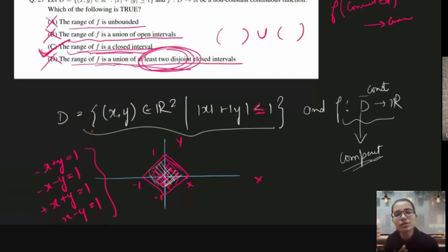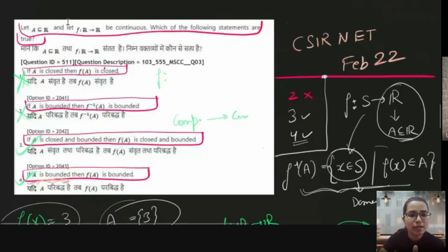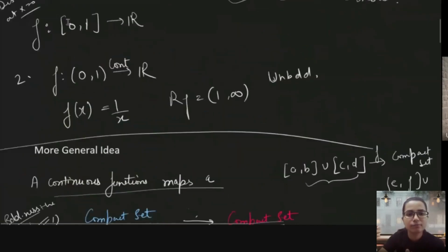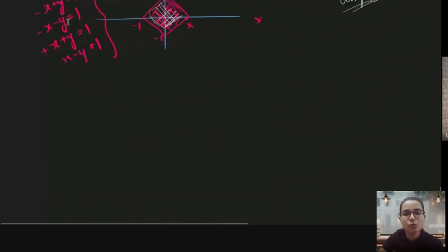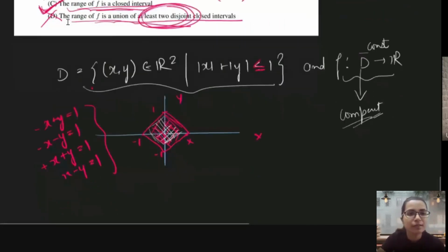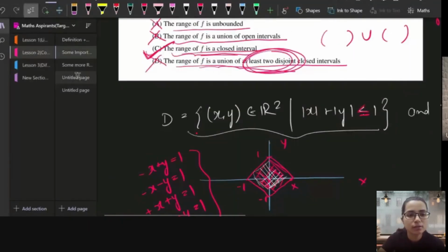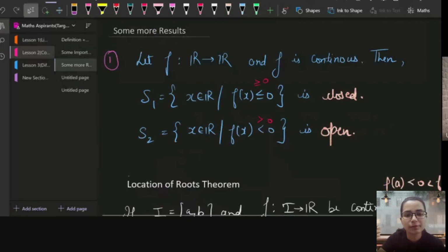So in one question, you can have different kinds of theorems applicable. We have done 2 questions here related to the boundedness theorem, compactness, and connectedness. I hope it is clear to you. So let us move on to the next one. Let's see what we have.